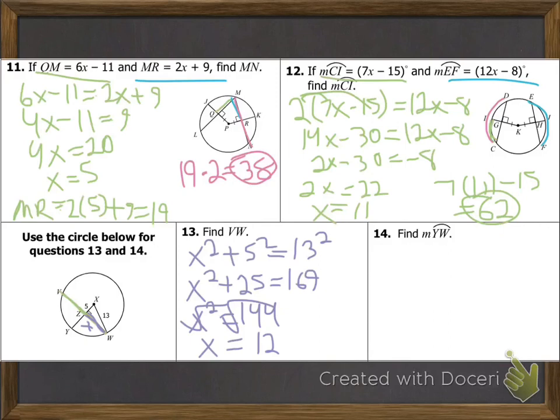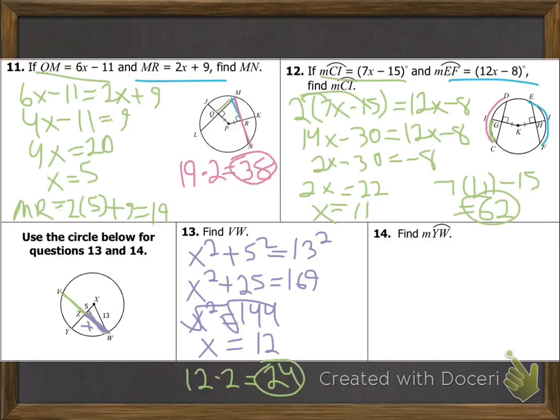So now, remember, we only found the measure of this little half piece right here. So to figure out the whole length of VW, I have to double it. So if I do 12 times 2, I'm going to get 24. And that's going to be my answer.